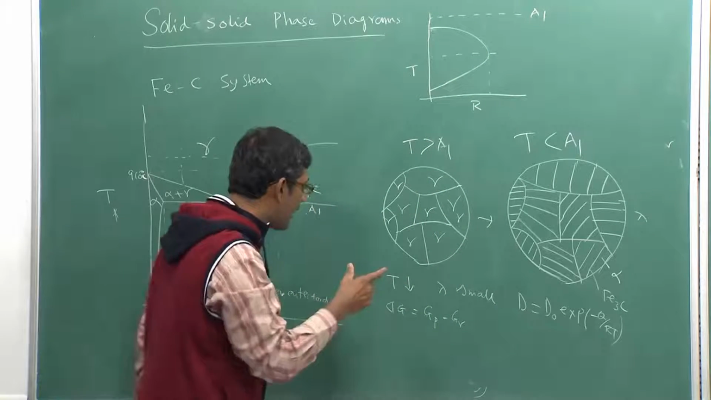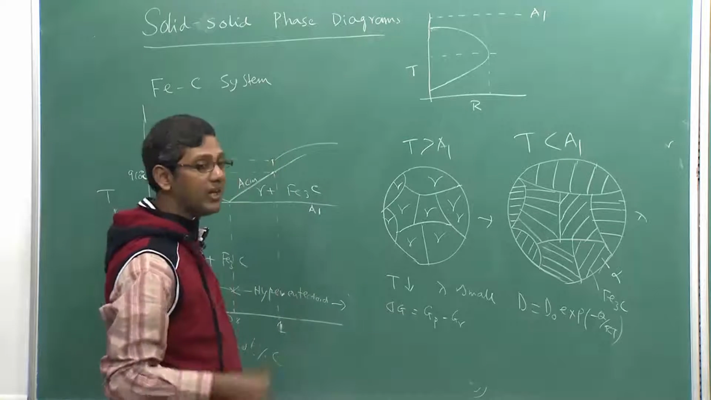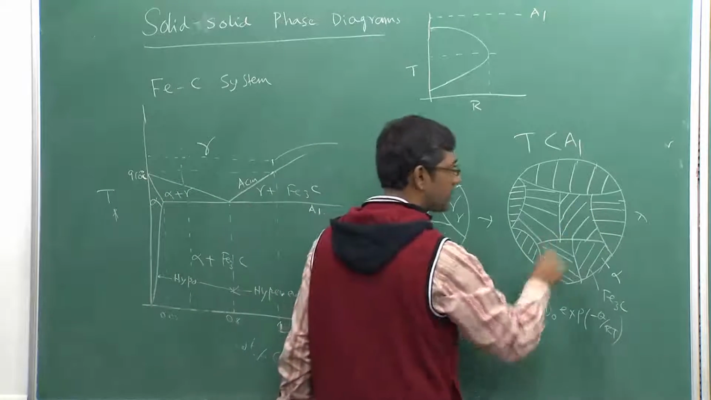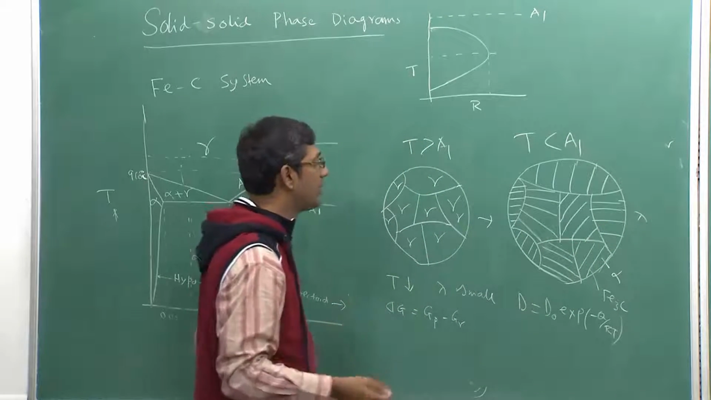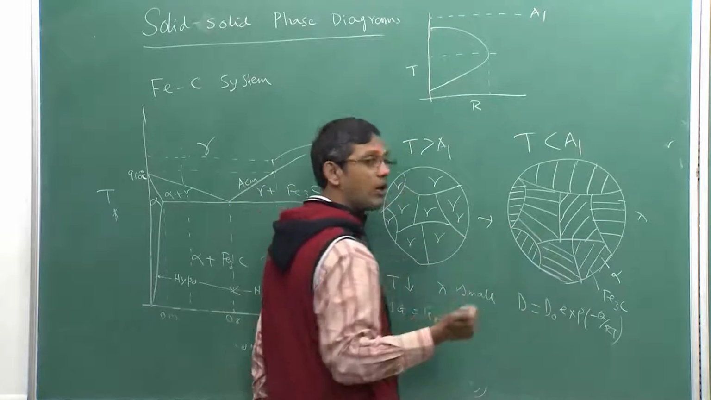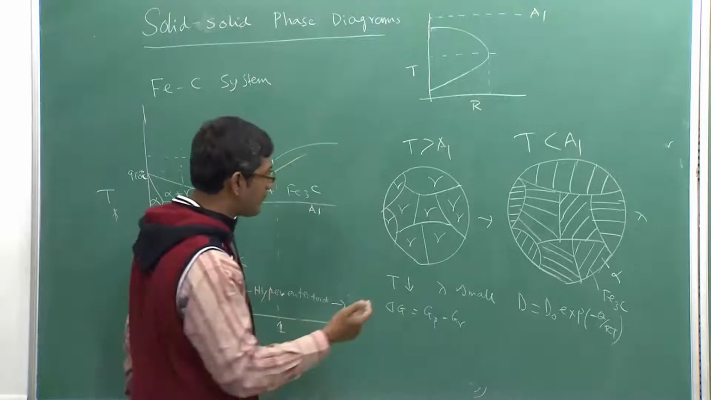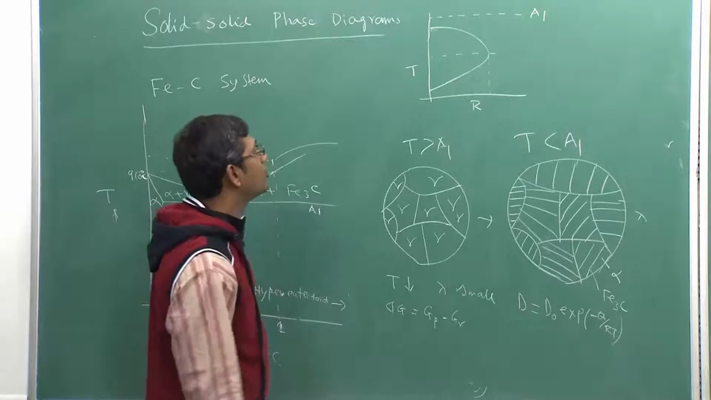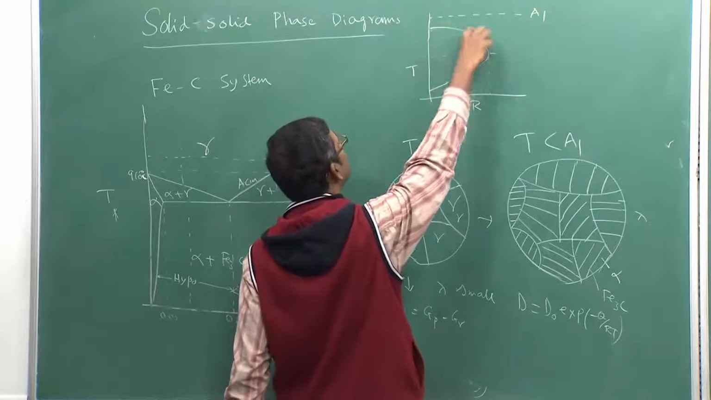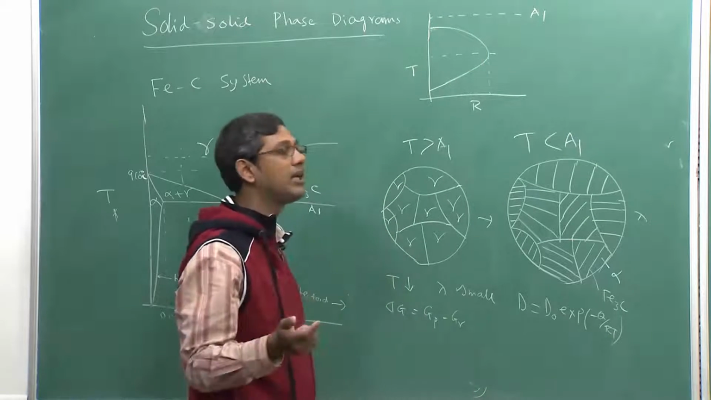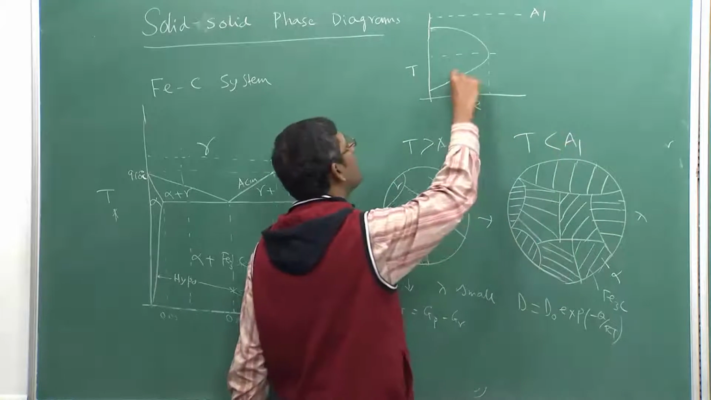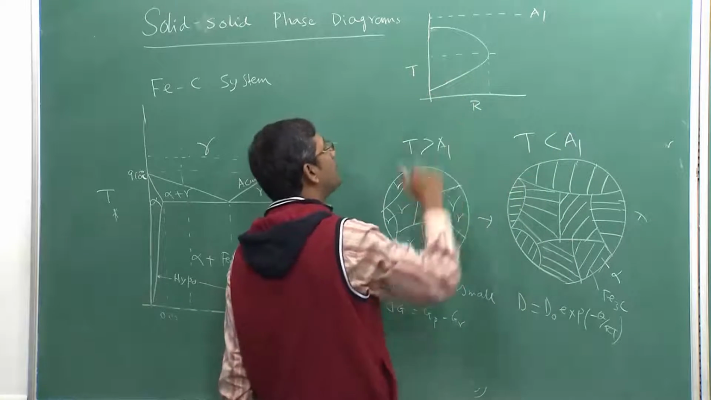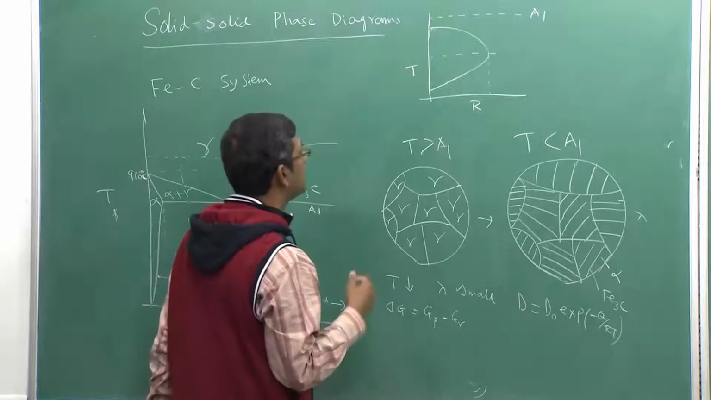This higher driving force at lower temperature is basically used to create more of these interfaces. As you decrease the lambda, more interfaces will be created, and more interfaces can only be energetically balanced by providing more driving force. So at higher temperatures, close to this temperature, the pearlitic lamellae, lamellae meaning lambda, will be very large.